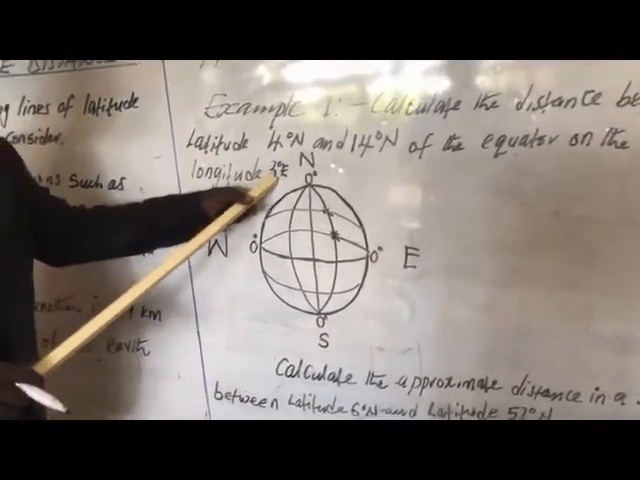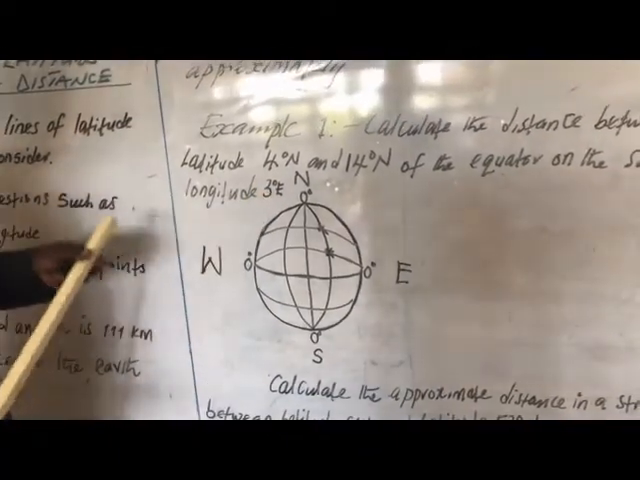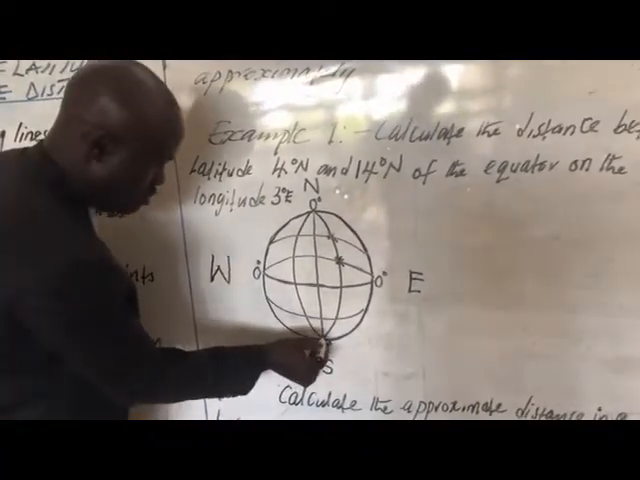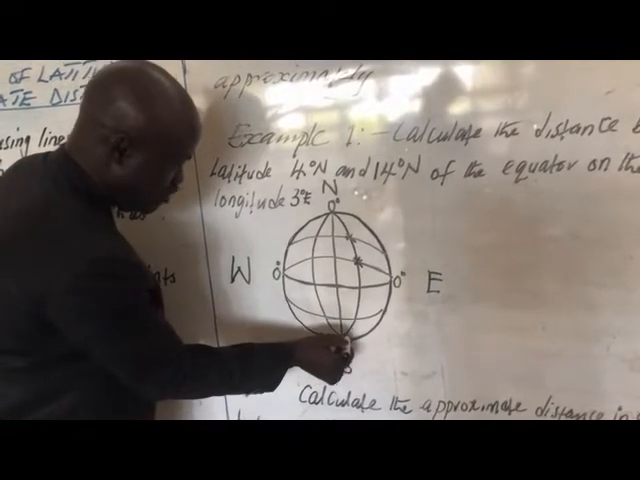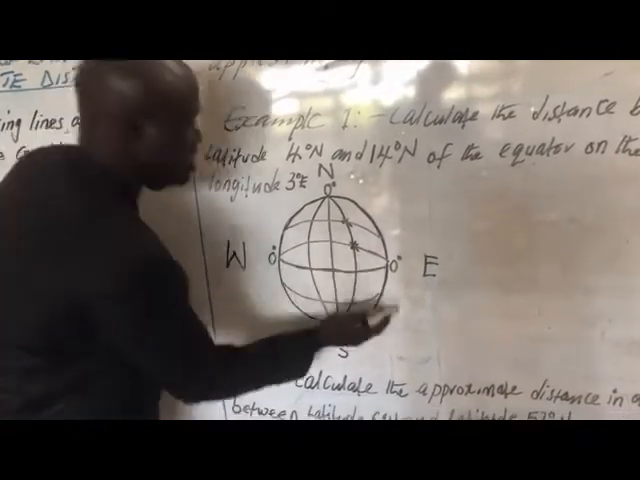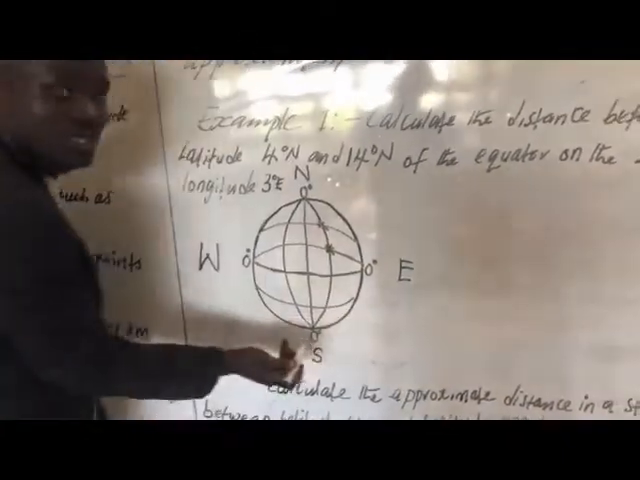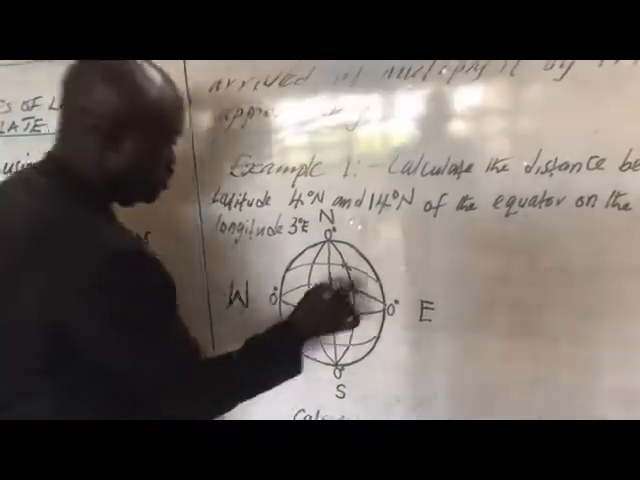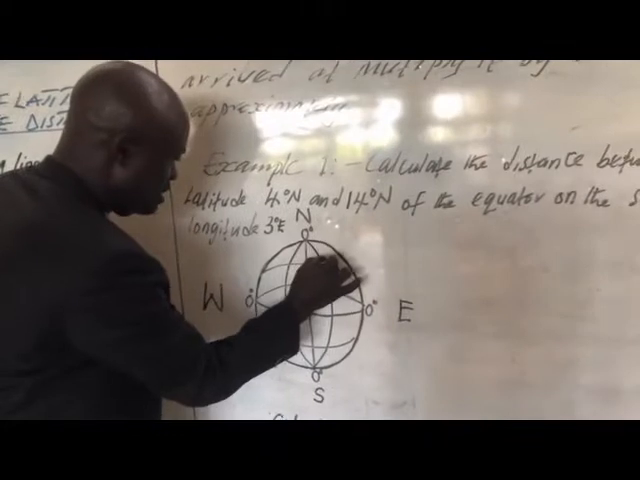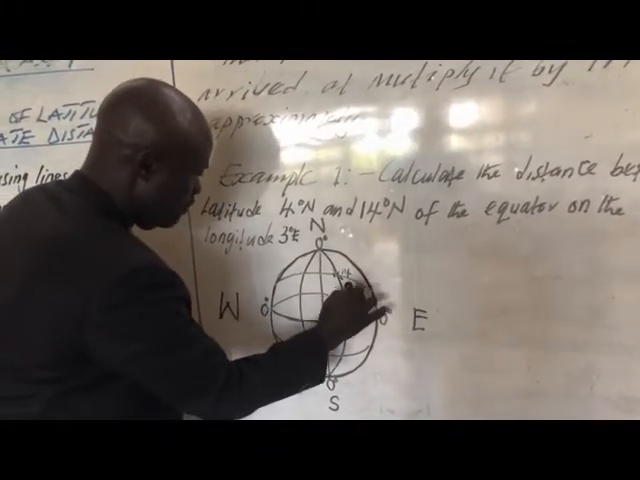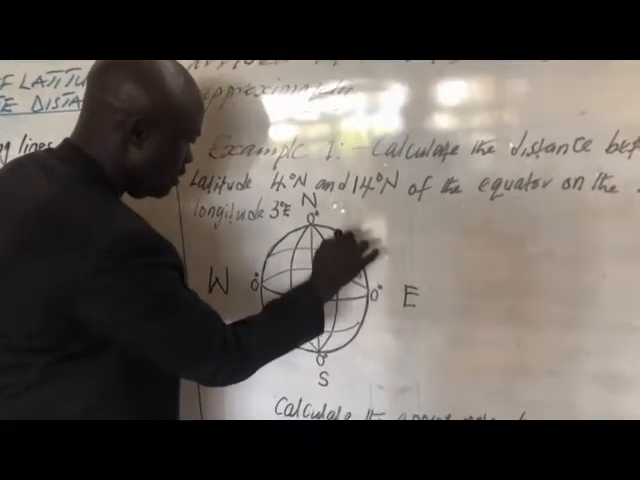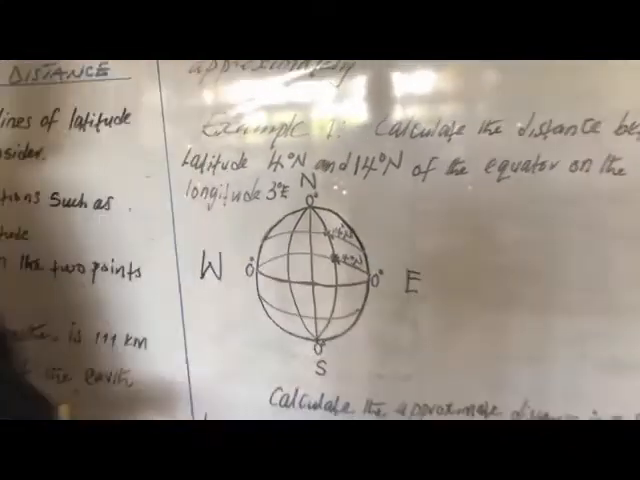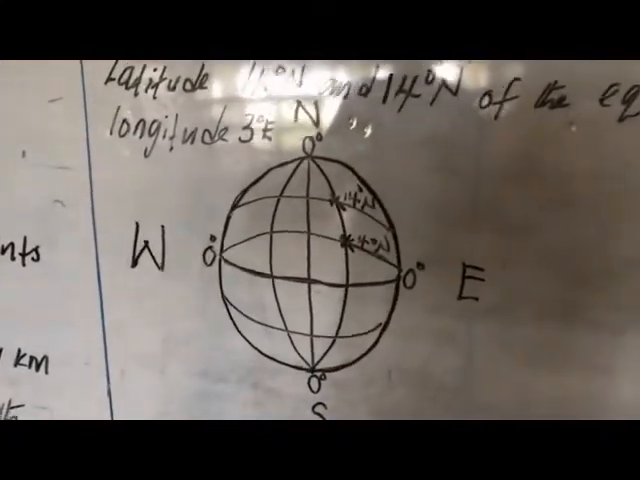Longitude, 3 degrees. If this is 0, we are taking this one to be longitude 3 degrees, because in the eastern part of the world, Greenwich Meridian time. So we are to consider this one to be 14. This is 4 degrees north, this way. So now what are we to do here?